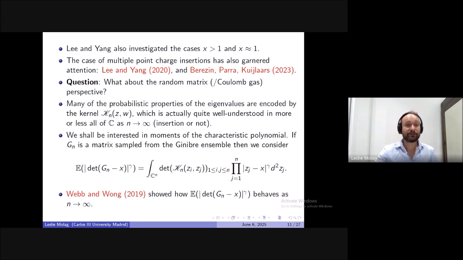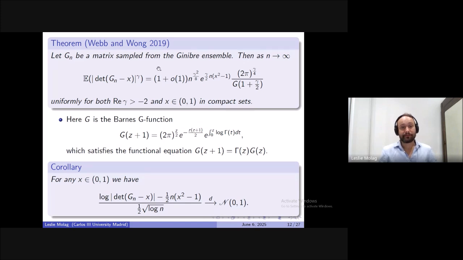The result is as follows. So they take the characteristic polynomial of a matrix sampled from the Ginibre ensemble to some power gamma, and then the expectation value, and then the large n formula that they find is this formula that you see here, and this G here is the so-called Barnes G function. So it's defined as follows, and one of its defining properties is that it satisfies this functional equation. So this gamma here is the gamma function.